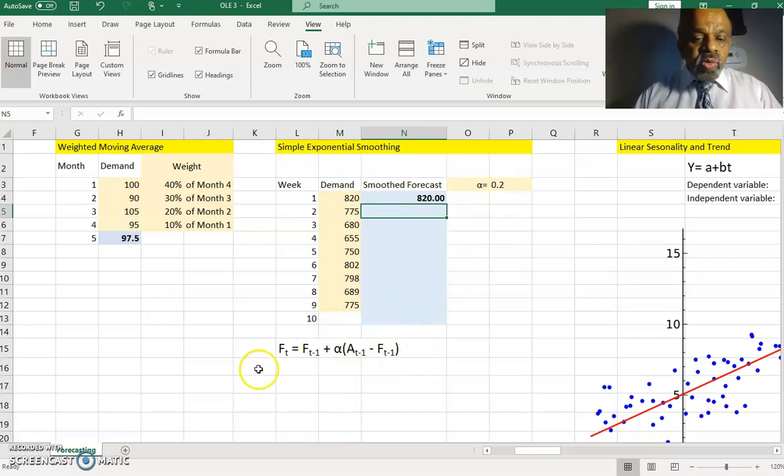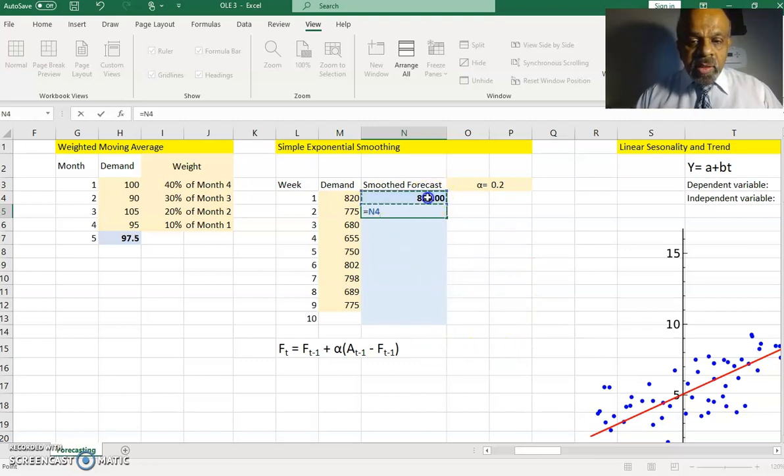For the second week, we're going to use this formula. The smoothed forecast is equal to the forecast of the prior week, which is this 820, plus the smoothing factor, which is alpha, times the actual of the last week, which is 820, minus the forecast of the last week, which is 820. I'm going to close all the brackets, and that is going to be 820.